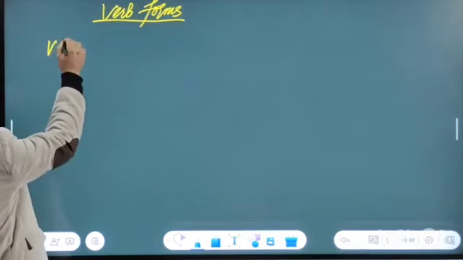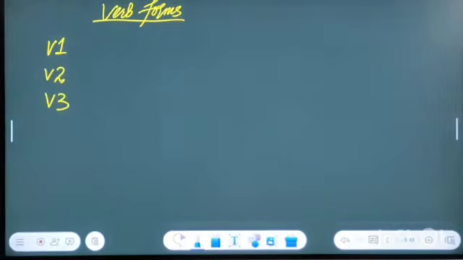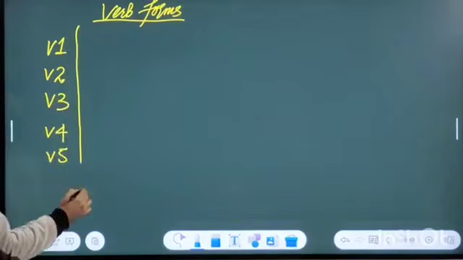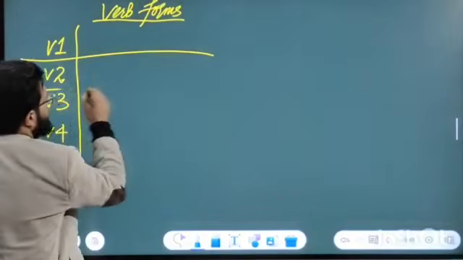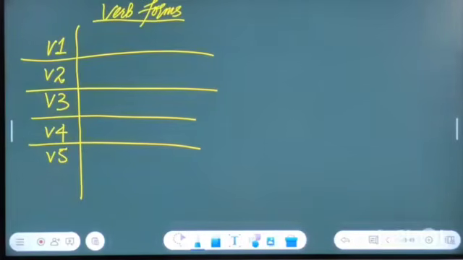When it comes to verb forms, verb has only 3 forms. But in order to make things easier for the students, for the aspirants, we say there are 5 forms of verbs. Remember, this will determine your tenses. Where do we use V1? What happens with V2? Where do we use V3? And the same goes with these two as well.